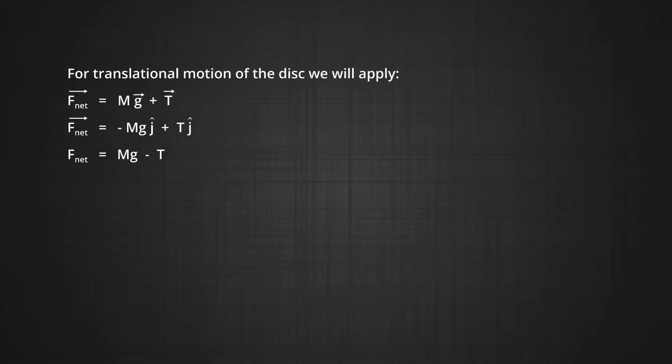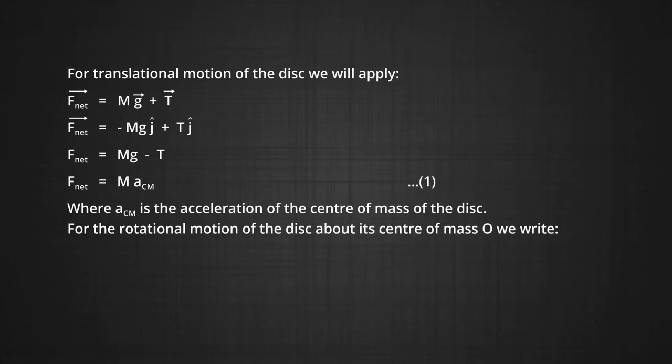Net force becomes mg minus T. Net force is in the vertically downward direction. The net force can also be written as mass times the acceleration of the center of mass. This gives us equation first, where ACM is the acceleration of the center of mass of the disk.